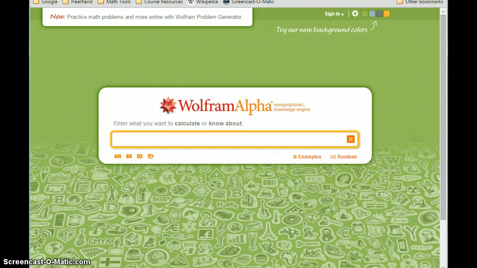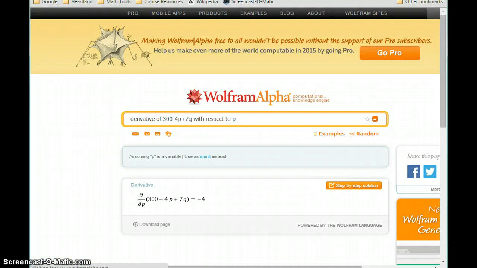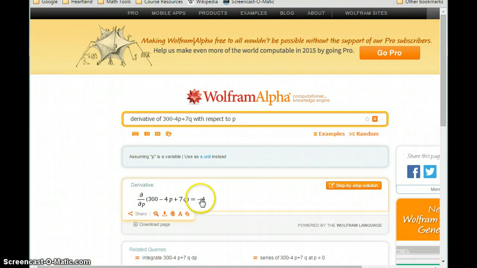So what we want to find is the derivative of 300 minus 4p plus 7q with respect to p, since we want ∂x/∂p. So the derivative of this equation x with respect to p. And what we get is a result of -4.